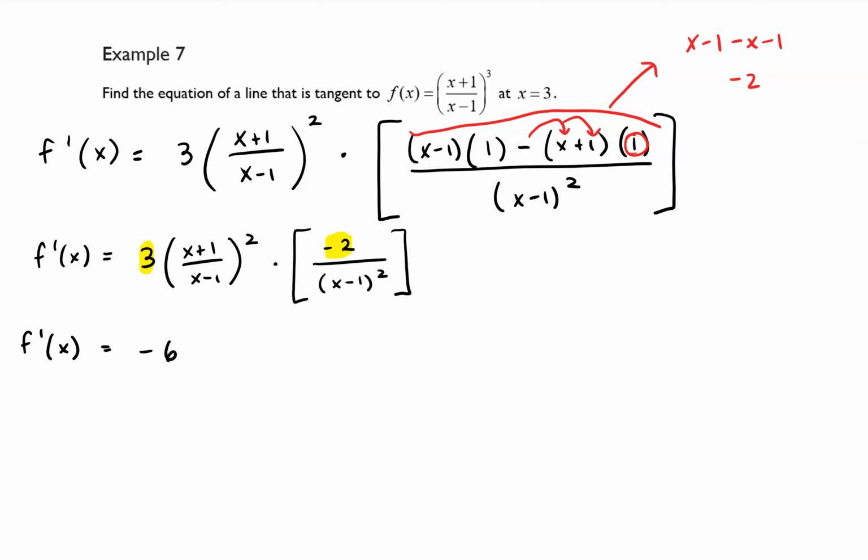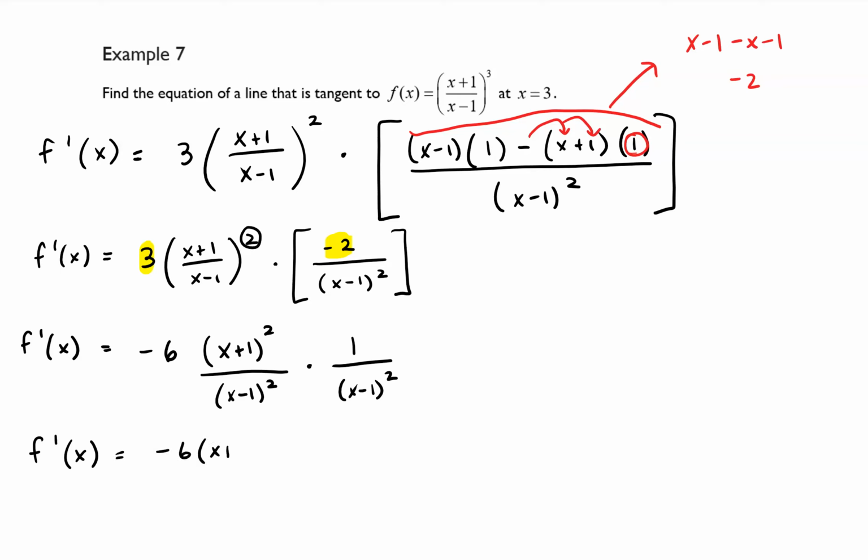And then I could rewrite, if I distribute the squared to both the numerator and the denominator here, that's going to give me (x plus 1) squared over (x minus 1) squared, and then times 1 over (x minus 1) squared. So now I can multiply those, so it's not quite so monstrous. So we get negative 6 times (x plus 1) quantity squared over (x minus 1) to the 4th power. So there we have found our derivative function.